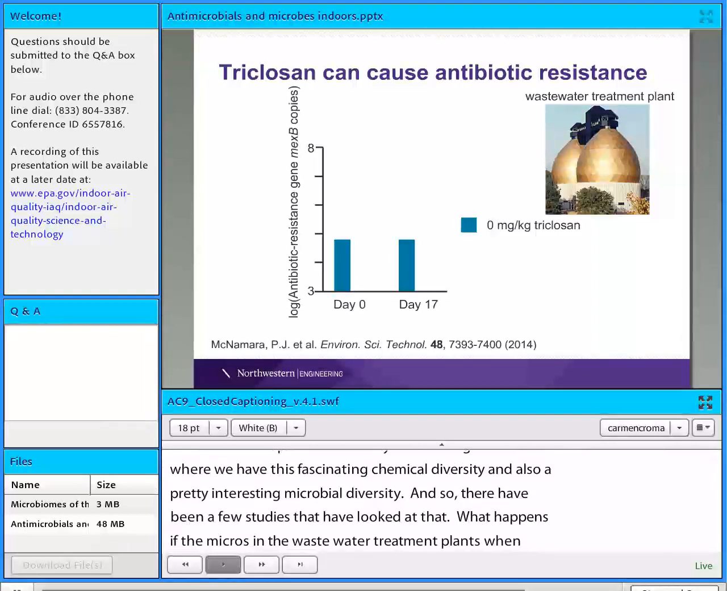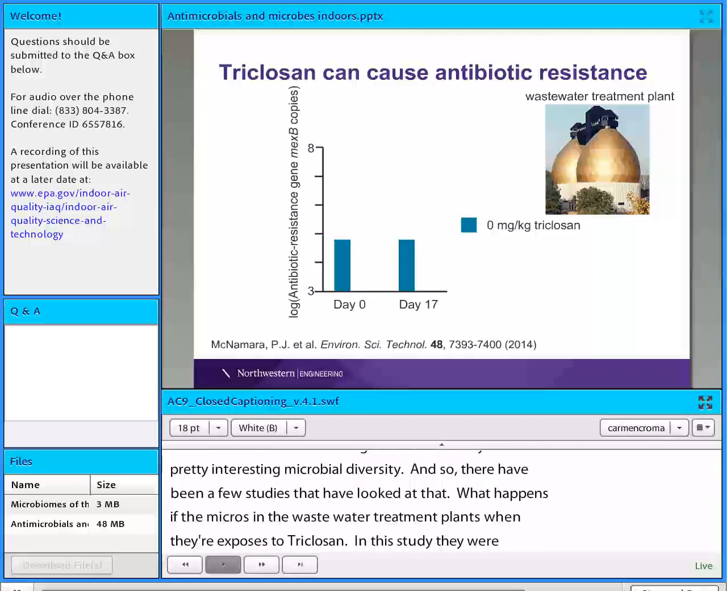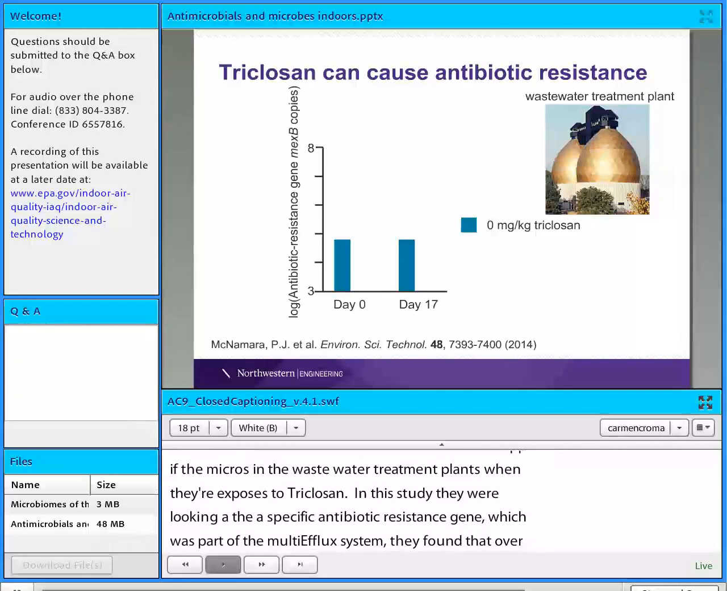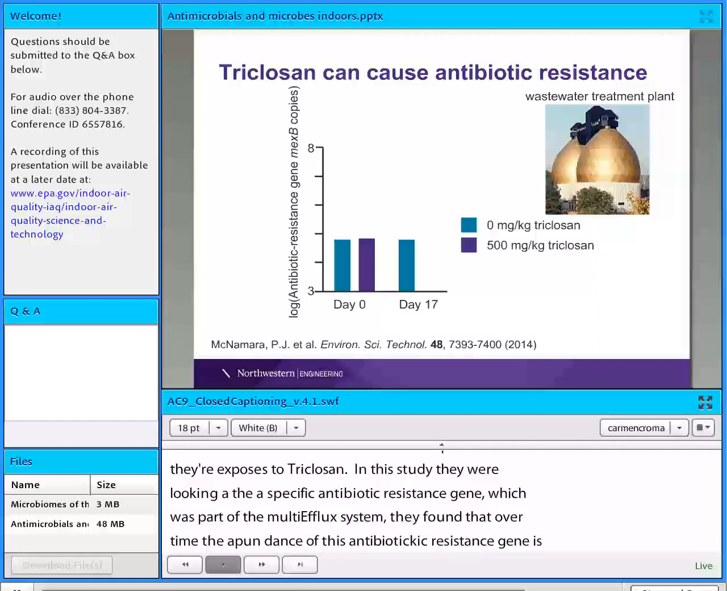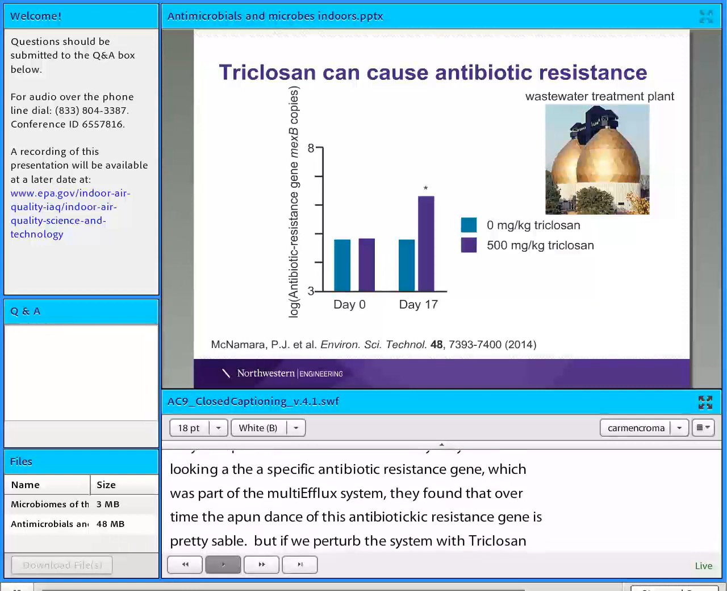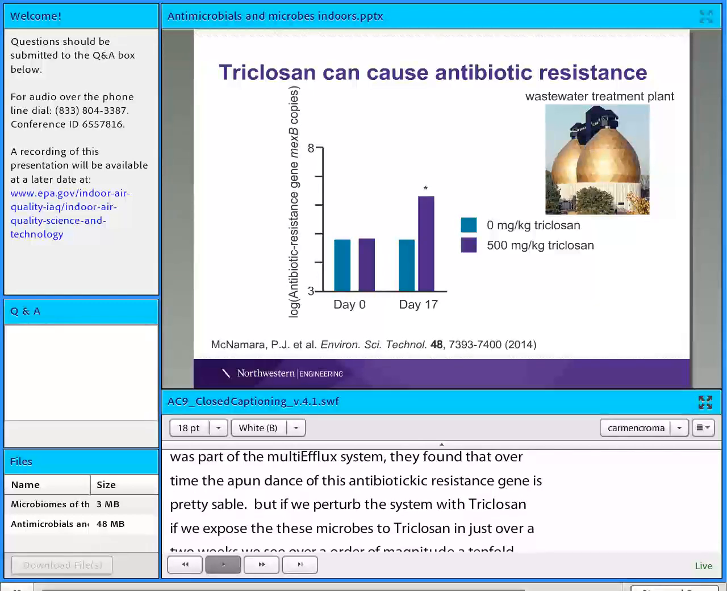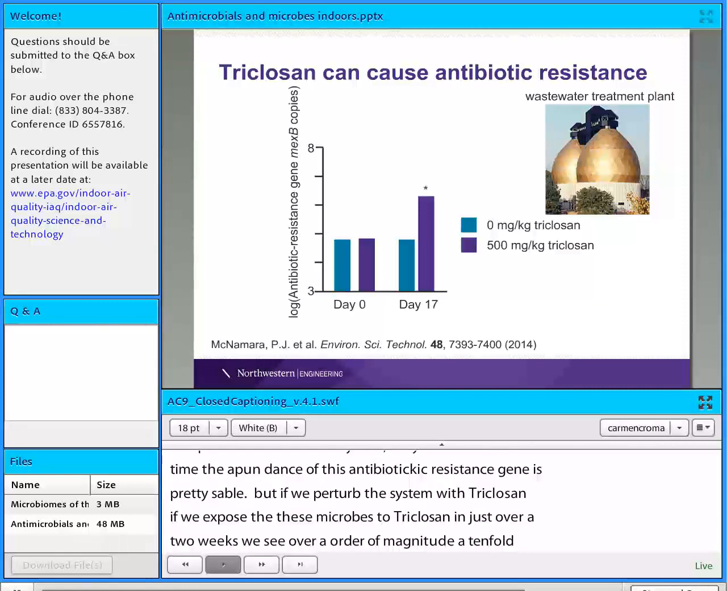So in this particular study, they were looking at a specific antibiotic resistance gene, MEX-B, which is part of one of those multi-drug efflux systems. And what they found is that over time, the abundance of this antibiotic resistance gene is pretty stable. But if we perturb the system with triclosan, so if we expose these microbes to extra triclosan, in just over 2 weeks, we see over an order of magnitude, so over a 10-fold increase in the abundance of this multi-drug efflux resistance gene. So that's pretty concerning in and of itself.